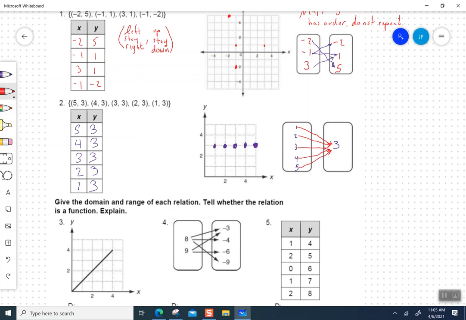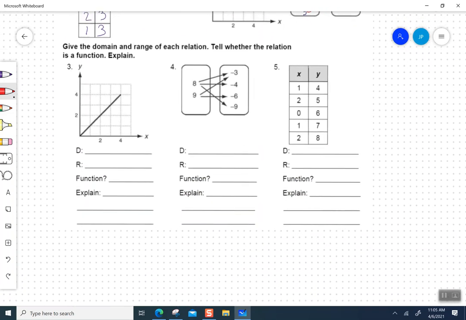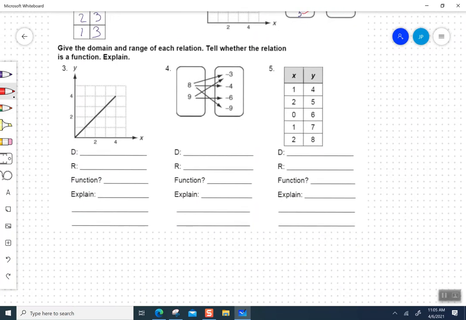Okay, here comes the last part of the worksheet. Questions 3, 4, and 5. If you'll do me a favor, go ahead and read the directions and try them yourself. Put me on pause. Once you finish, come back and check to see if your answers are correct. I'll wait.